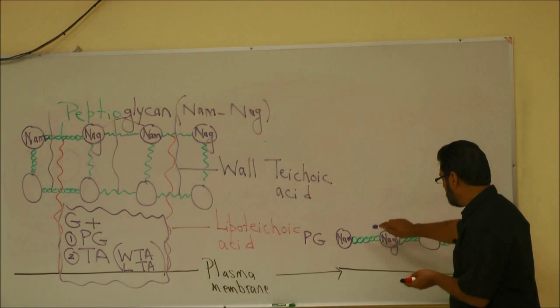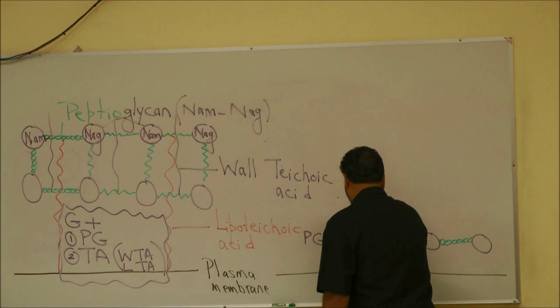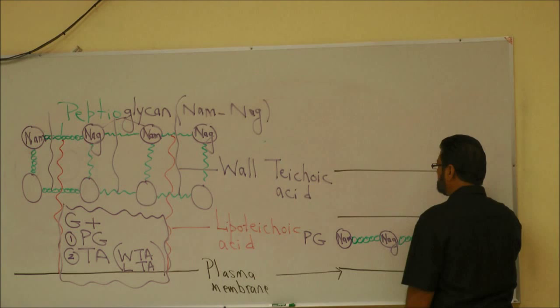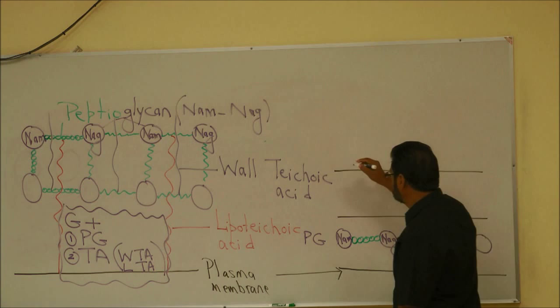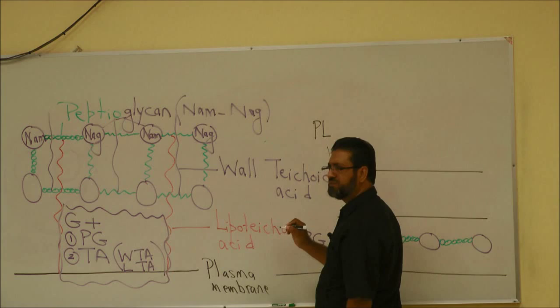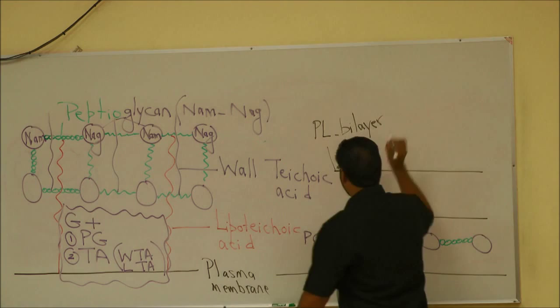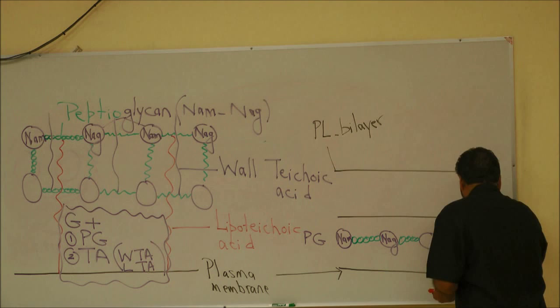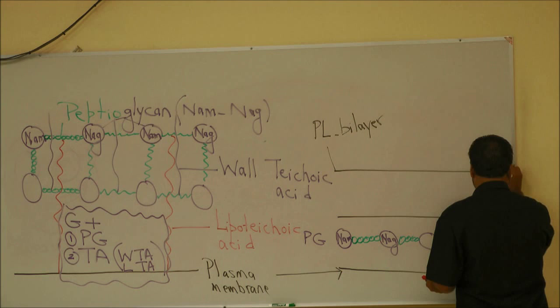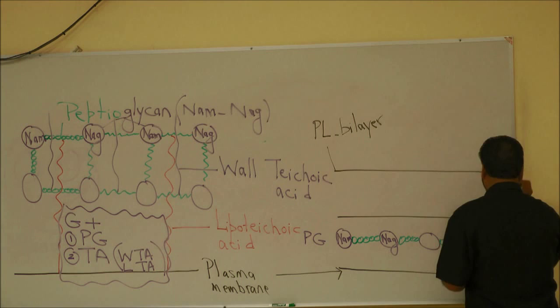Most of the cell wall of gram negative is this sandwich right here. One layer here and one layer here. What are these two layers? I'm going to abbreviate to save time. These two layers are phospholipid layers. This is called phospholipid bilayer. One on the top, one on the bottom. Now, remember this whole thing right here is called outer membrane. And outer membrane is made up of four components, four parts.